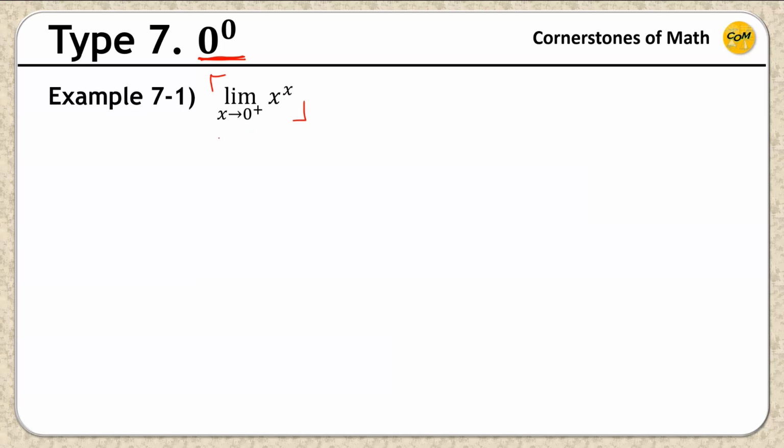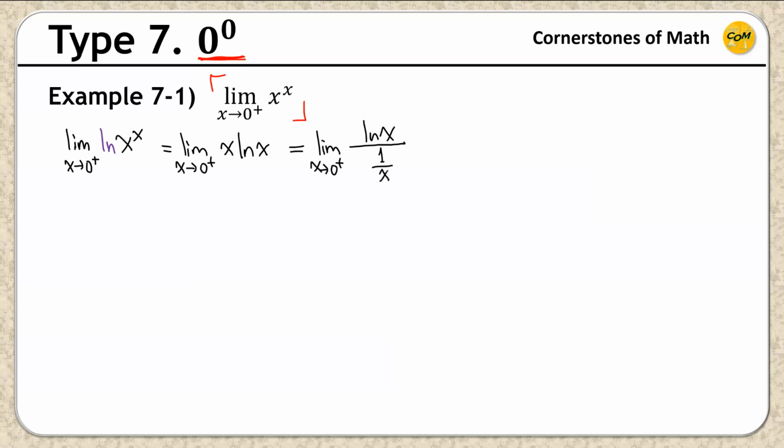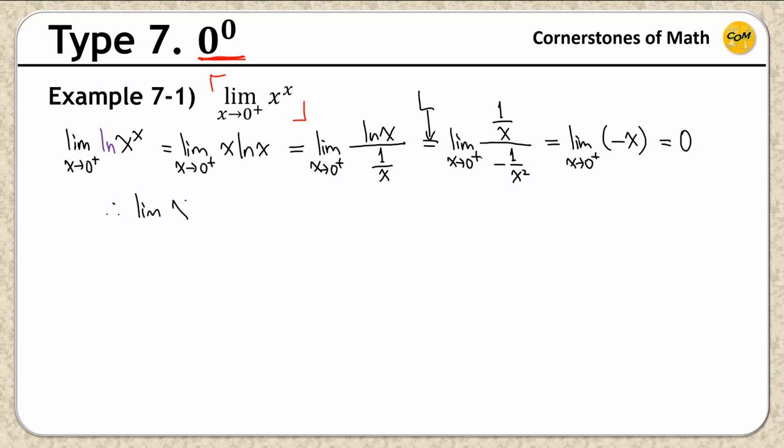The limit itself is not that difficult. Just like the previous one, we take logarithm on the limit, which gives the limit of x ln x, and we have already solved this limit. Just we write ln x divided by 1 over x and apply L'Hopital's rule. We obtain the result 0, meaning that the limit of x to the power of x as x approaching 0 from the right is 1.